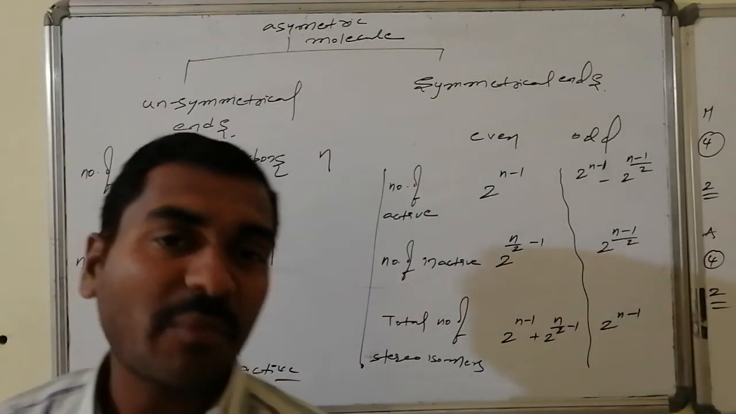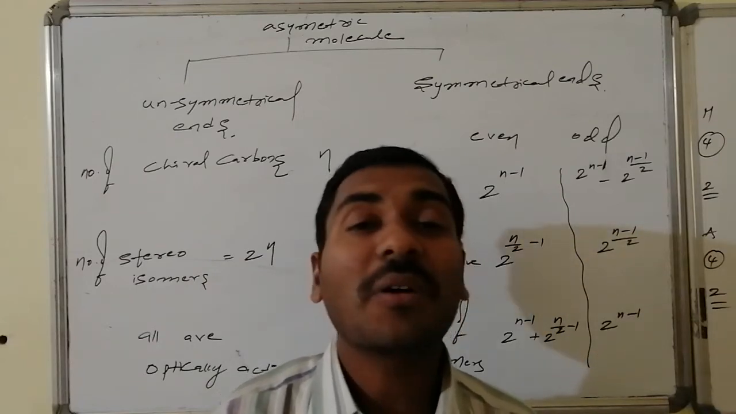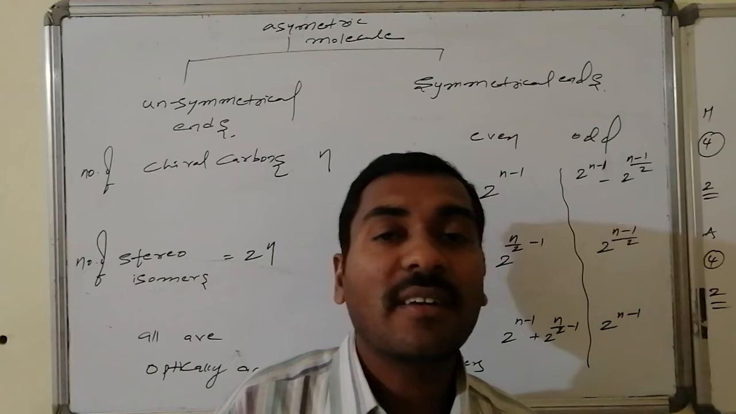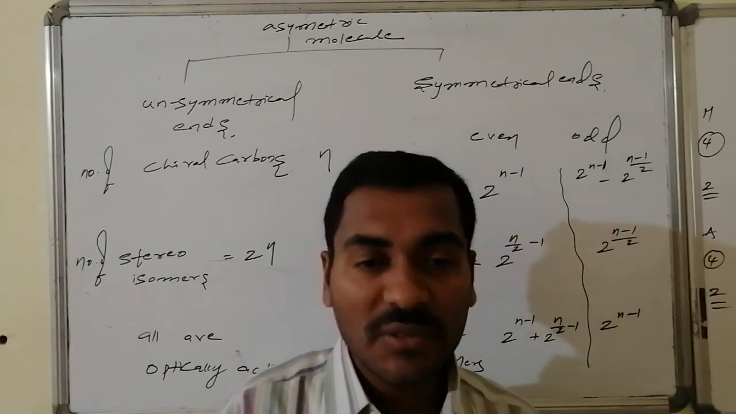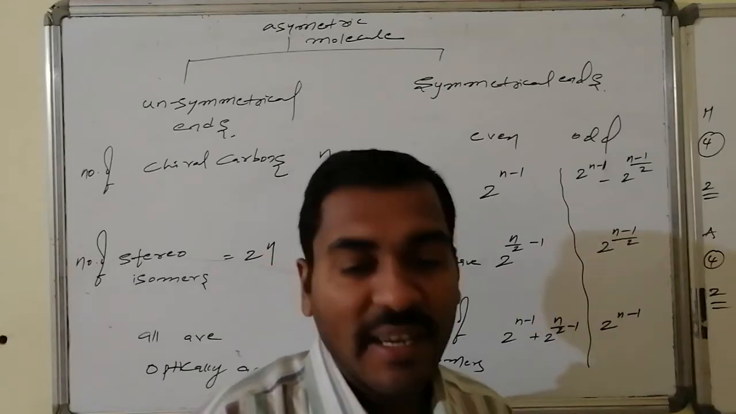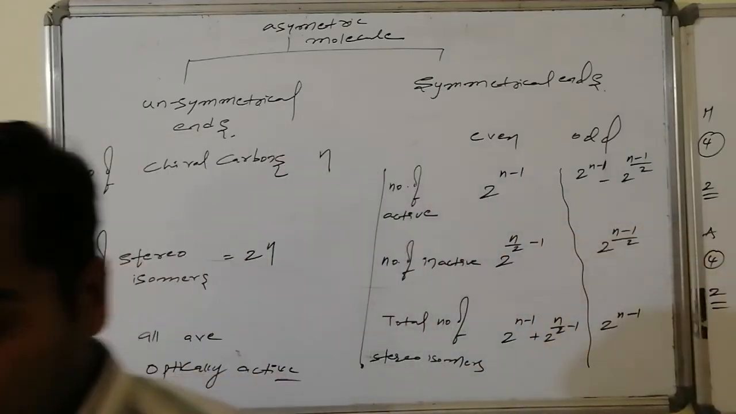Now we will go for some more technical terms: enantiomers, diastereomers, meso compound, racemic mixture, followed by their corresponding absolute rotational values and the tentative relation between the rotational values of the enantiomers, the racemic mixture as well as the meso compounds.